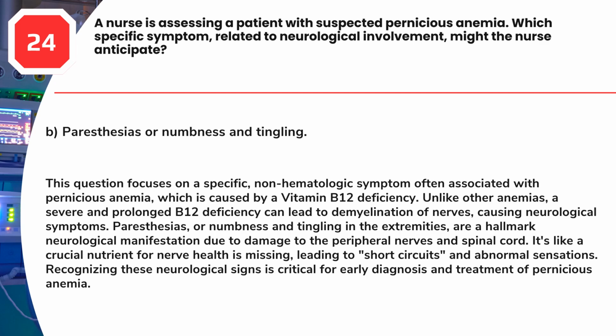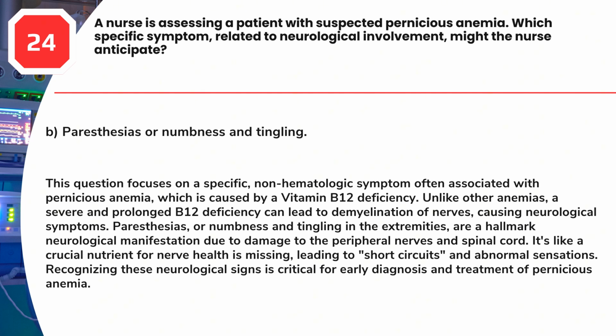Answer B. Paresthesias or numbness and tingling. This question focuses on a specific, non-hematologic symptom often associated with pernicious anemia, which is caused by a vitamin B12 deficiency. Unlike other anemias, a severe and prolonged B12 deficiency can lead to demyelination of nerves, causing neurological symptoms.